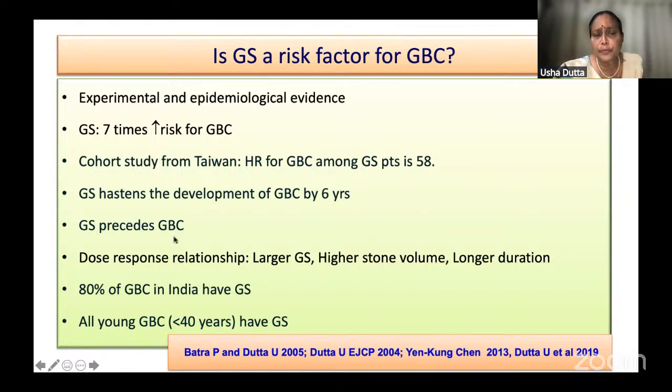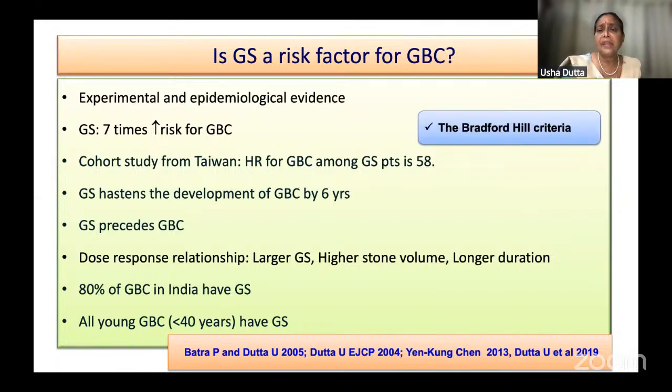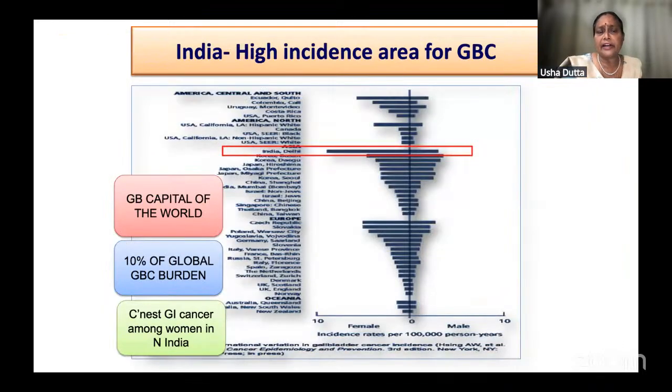Gallstones, we all know, precede gallbladder cancer, and there's a dose response relationship, with larger stones, higher stone volume, and longer duration all associated with increased risk for gallbladder cancer. And 80%, as I said, in India have gallstones, and in all young gallbladder cancer patients, we found that all of them have gallstones. We would like to hear the surgical experience in this area. So it satisfies the Bradford Hill criteria.